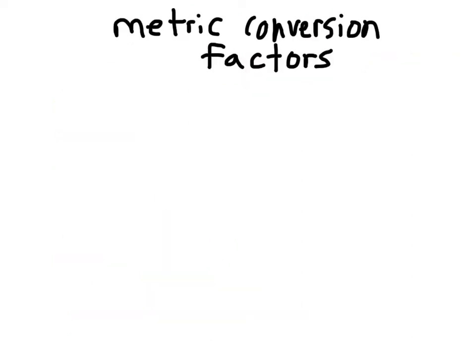Okay, we're going to make some metric conversion factors. Remember what a conversion factor looks like. Here, I'll do one for something you know, right? If I wanted to make a conversion factor for the relationship between minutes and hours, here's what it would look like. I'd do 60 minutes over 1 hour.